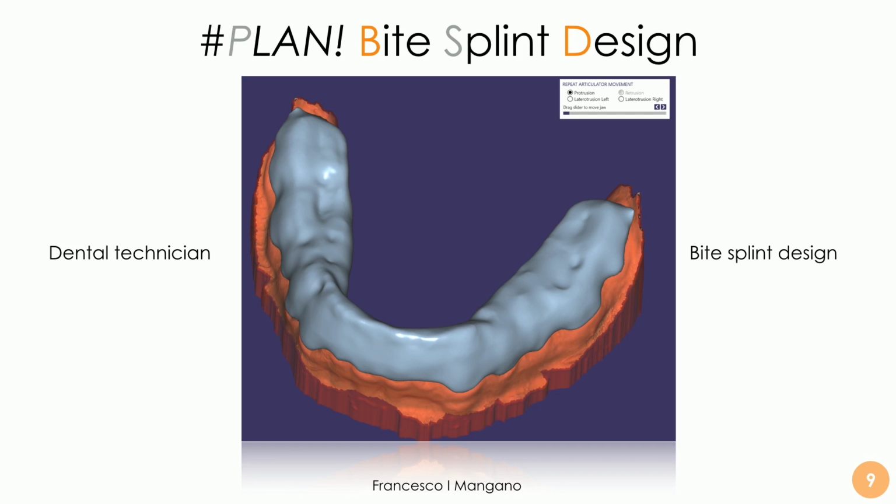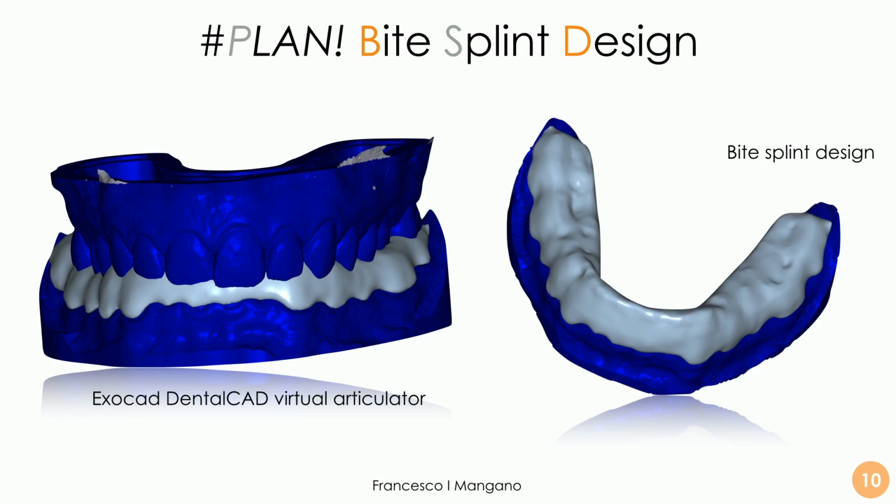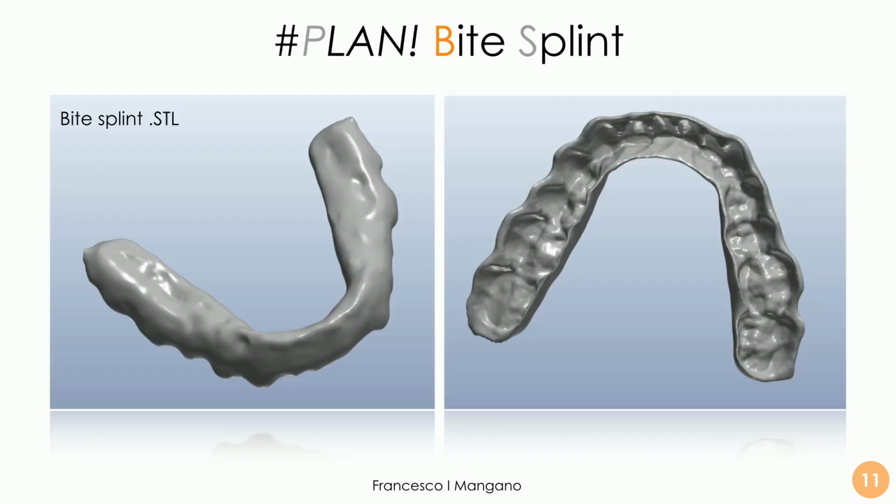This is the design of the bite splint. And this is the bite splint in the exocad dental CAD virtual articulator with the models. So the antagonist and the master model. Of course, we need to capture also the antagonist, otherwise it's not possible to properly design a bite splint. And here the bite splint standard tessellation language files from different perspectives.